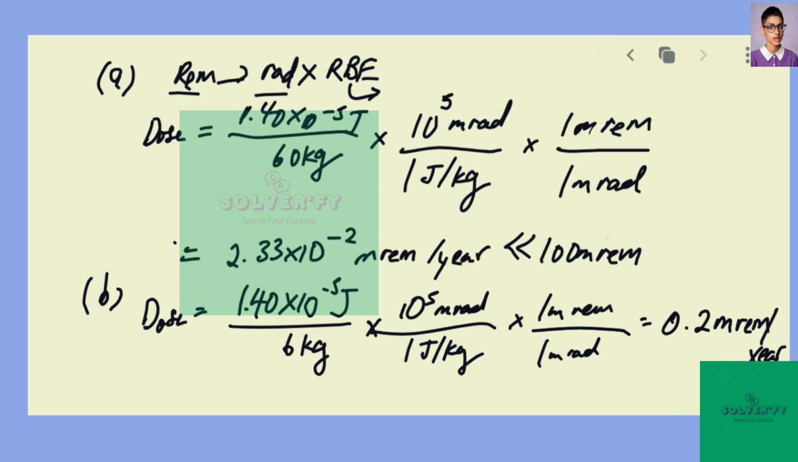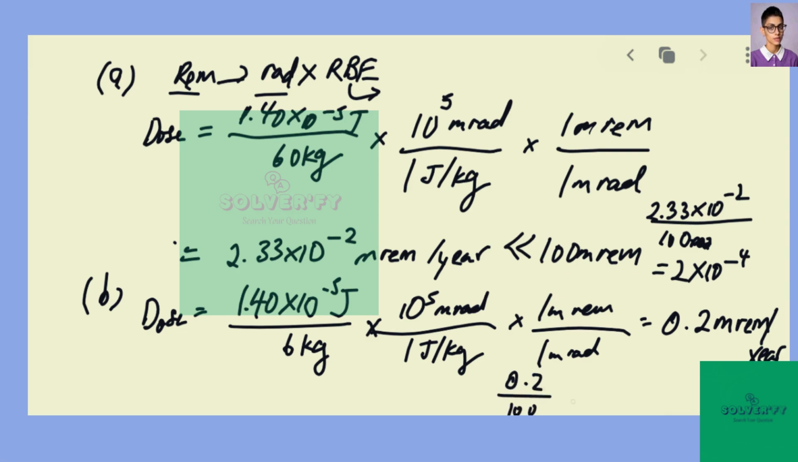For the adult, we take 2.33 times 10 to the power minus 2 divided by the allowed dose, which is 100. We get about 2 times 10 to the power minus 4, so this is about 2 times 10 to the power minus 4 of the allowed dose. Whereas for the baby, it is 0.2 divided by 100, which is about 2 times 10 to the power minus 3 of the allowed dose.